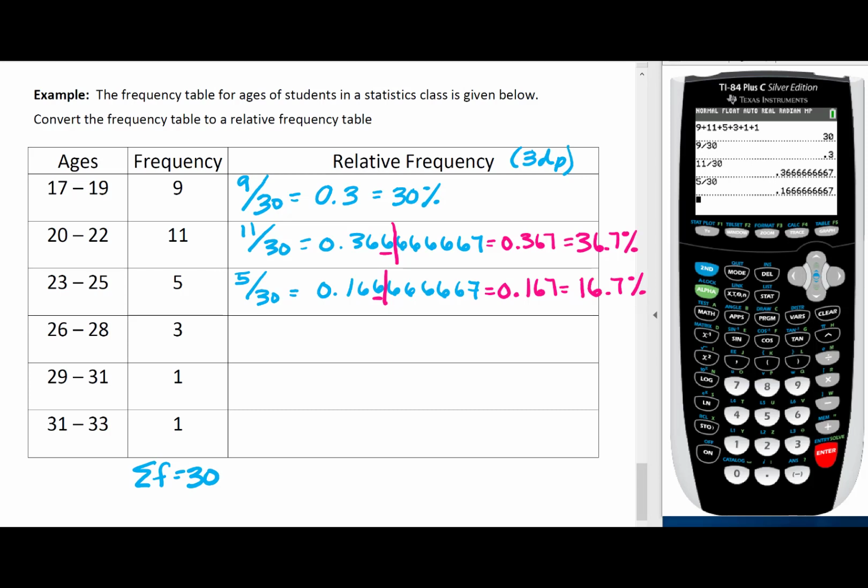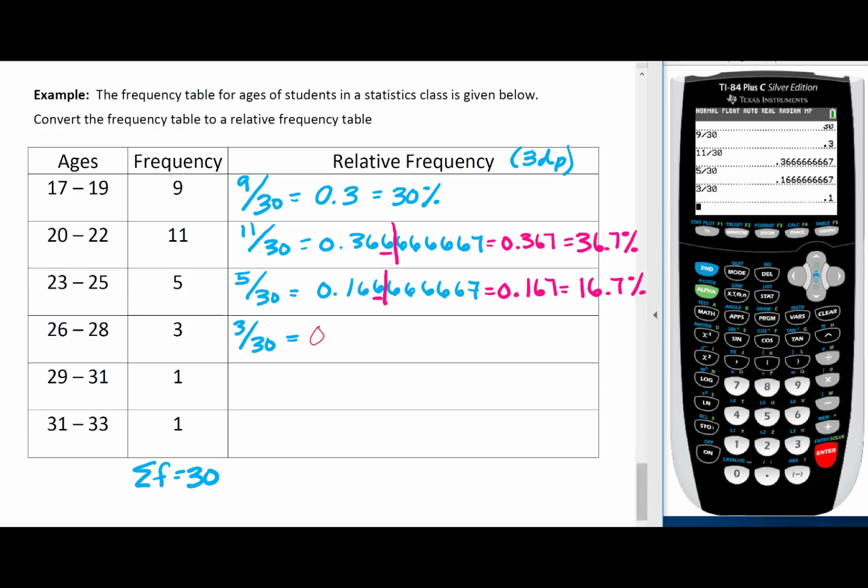In our next problem, between 26 and 28 years old, there's only 3 students, so 3 out of 30. So on our calculator, let's go 3 divided by 30. Oh, that's a little nicer. So that's 0.1. If you want to add the extra 0, since you know you have to move it 2 decimal places, that might be a bit more helpful. So that's equivalent to, now you can see it a little clearer, as 10%.